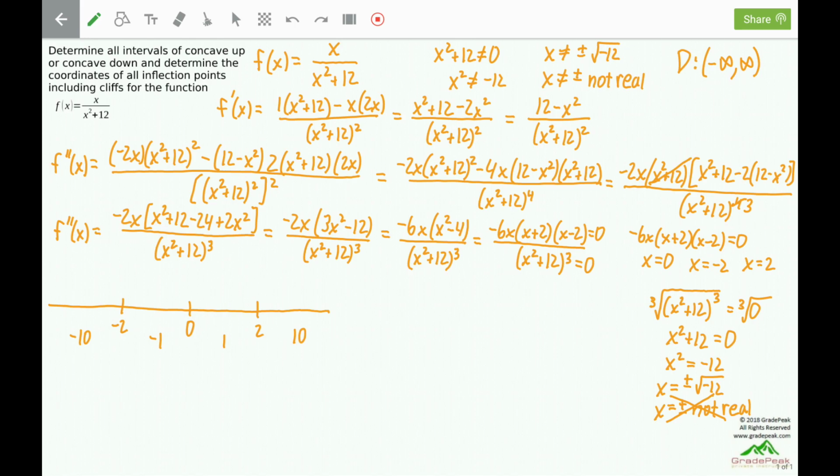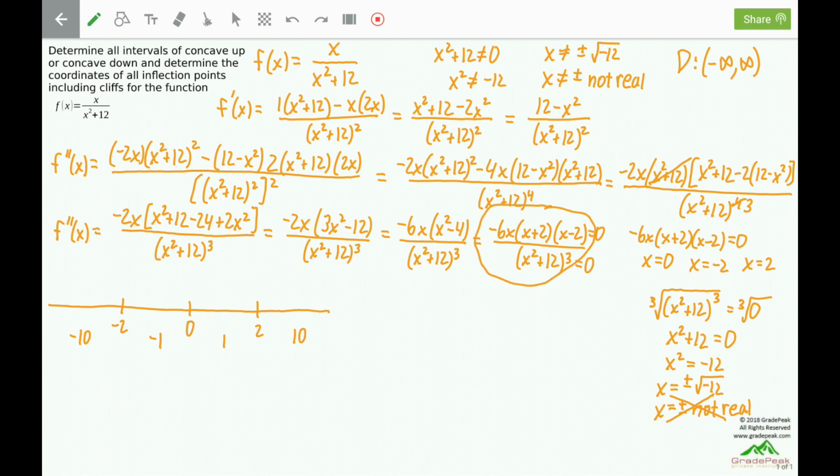We can now test the concavity by plugging the test values into the second derivative. We don't care about the value of the second derivative, just whether it is positive or negative. Therefore, the best version to use is the fully factored version, which is this one here.